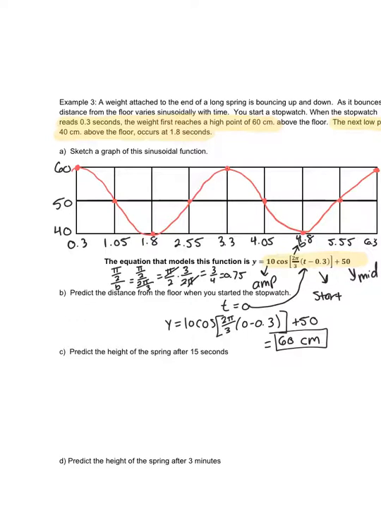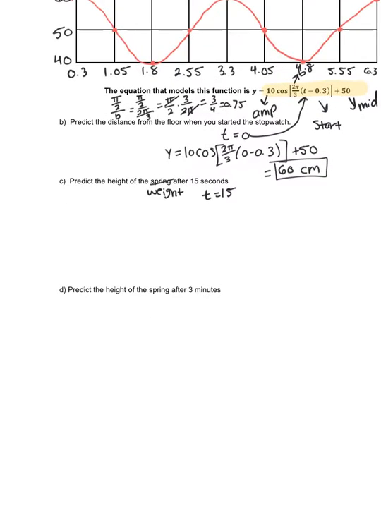Okay. This should say the height of the weight, not of the spring. It's a typo, I'm sorry. Again, this is just telling me that my time is equal to 15. So you are just going to substitute 15 into your equation. And that's going to give us 58.59 centimeters.